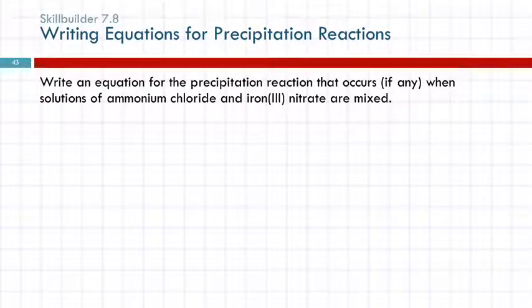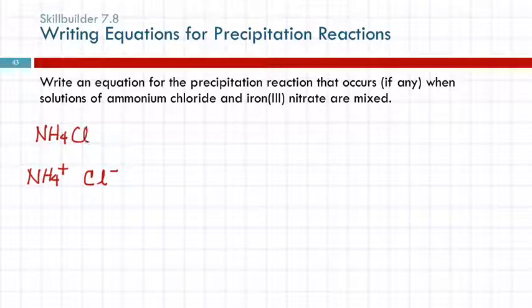Let's do another one. I'm going to do these a little faster now. So precipitation reaction again. Here, ammonium chloride and iron 3 nitrate. So ammonium chloride. Ammonium is NH4 plus, and chloride is Cl minus. So I put those together, I get NH4Cl. And I'm told that it's a solution. This is aqueous.